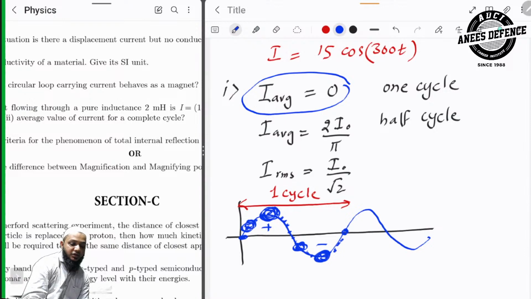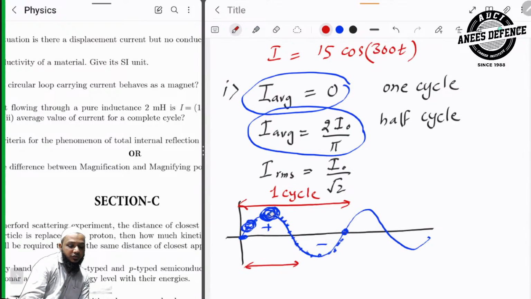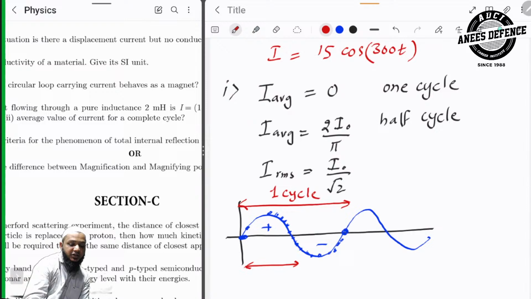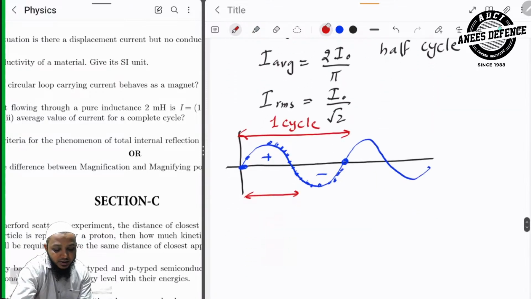Correct? But when we add them for half cycle, it will be 2 I naught upon pi. Because in adding half cycle, in the half cycle it will not cut, na. This is the half cycle. It won't get cut. Therefore the answer will not be 0. So do you want me to derive these equations? Because you are not getting directly, right? So I must derive it. Okay, don't worry. See, pay attention.